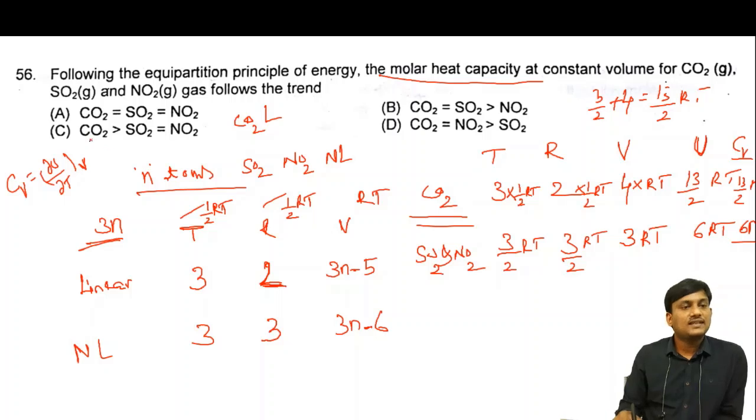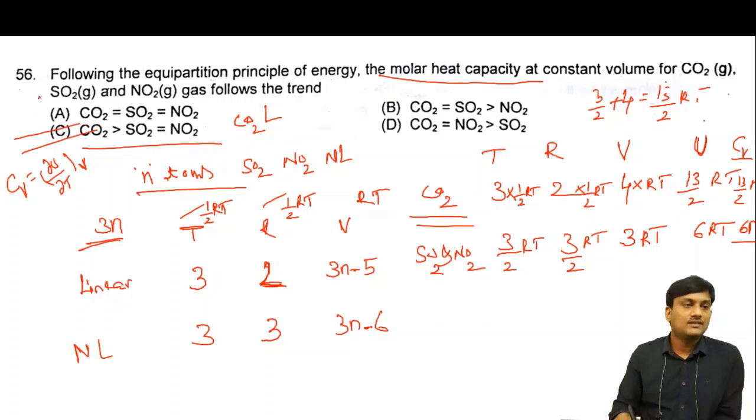So which one is the correct? CO2 is greater than SO2 is equal to NO2. This is the correct option. C is the correct option.